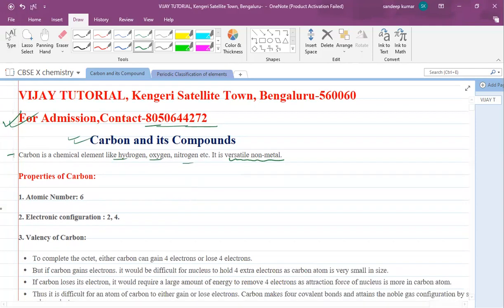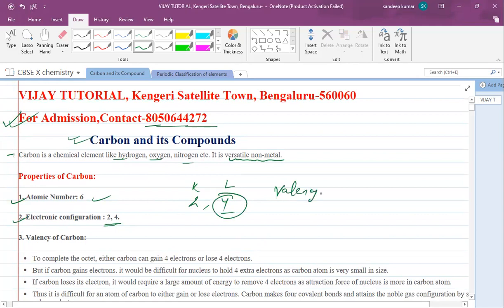When we talk about the atomic number of carbon, it is 6. Electronic configuration 2,4. In the K shell, how many electrons can be there? 2. Second shell, L shell, 4 electrons. So what is the valency of carbon? Valency of carbon is 4.